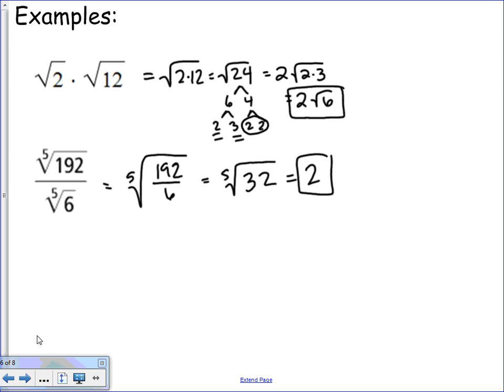Great. Any questions or clarifications that we need to make about product or quotient properties? Always remember those properties go both ways. You can put stuff together or you can take stuff apart, but it doesn't apply to addition or subtraction. Okay, so those are 2 important ideas.